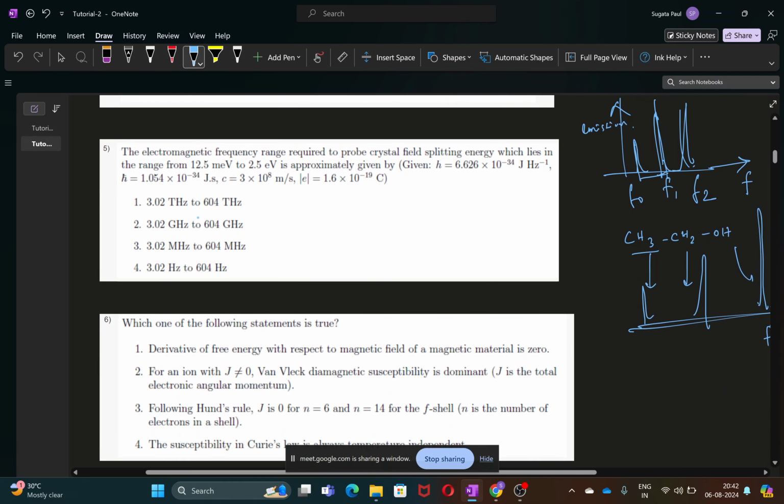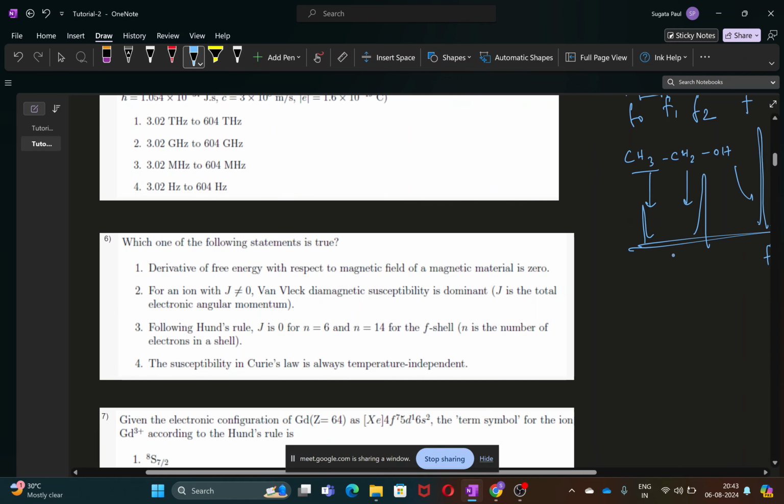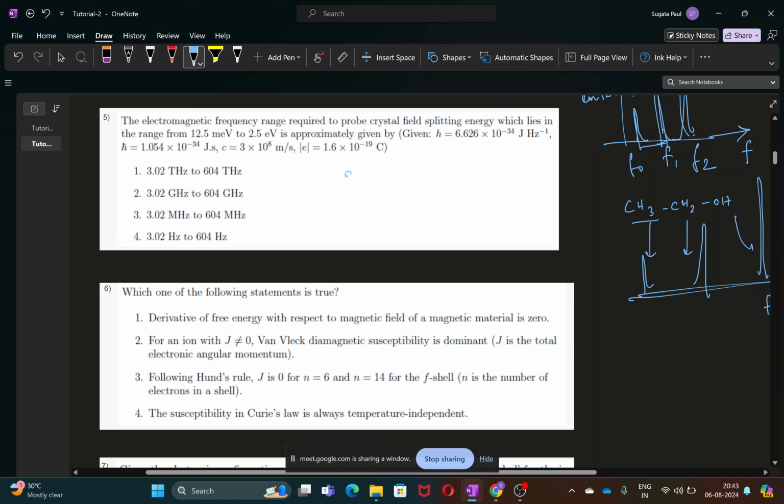Now question number 5 is a mathematical question. It says that the electromagnetic frequency range required to probe crystal field splitting energy, which lies in the range from 12.5 MeV to 2.5 electron volt, is approximately given by, you have to get the answer in the frequency range. So this is very simple. You have the energy range in electron volt, you have to get the frequency range. So you know the basic relation. I'll just write it down here.